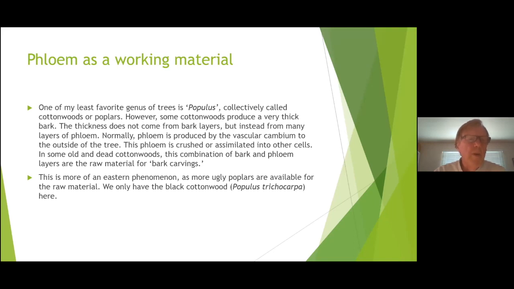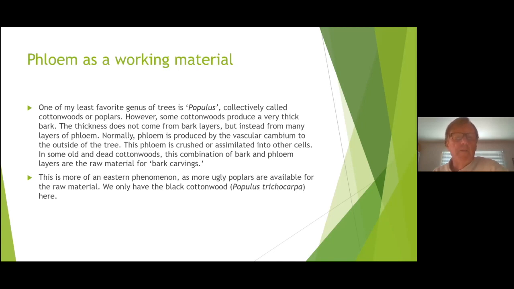One of my least favorite genus of trees is the populus, collectively called cottonwoods or poplars. However, some cottonwoods produce a very thick bark. The thickness does not come from bark layers, but instead from many, many layers, and we're talking like thousands of layers of phloem. And normally phloem is produced and like I said, it's crushed and it's gone.